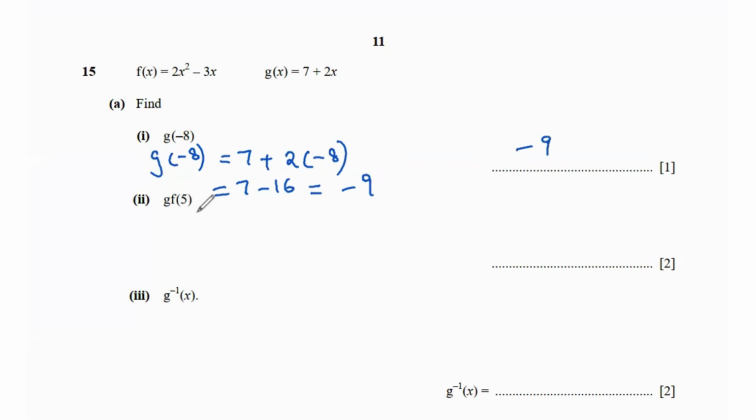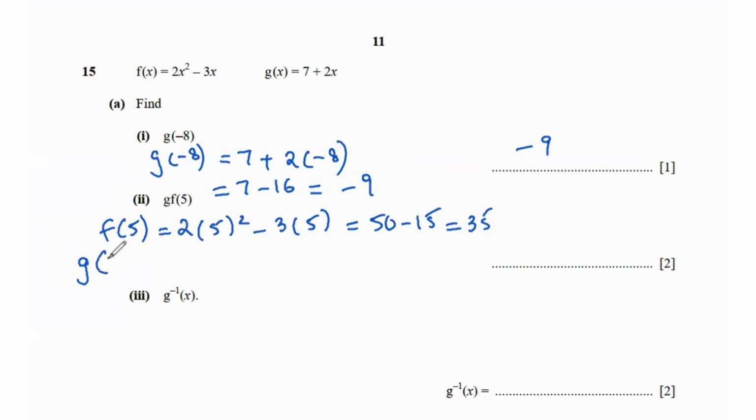Then g of f of 5. So f of 5 is going to be 2 times 5 squared minus 3 times 5, which is 25 times 2, 50. 50 minus 15, and that is 35. So now it's g of f of 5, which means now it's g of 35, because f of 5 equals 35. So g of 35 would be 7 plus 2 times 35, which is 7 plus 70, and that's 77.